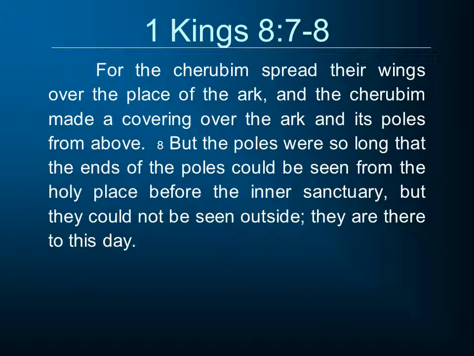For the cherubim spread their wings over the place of the ark, and the cherubim made a covering over the ark and its poles from above. But the poles were so long that the ends of the poles could be seen from the holy place before the inner sanctuary, but they could not be seen outside. And the writer of 1 Kings says, and they are there to this day. Which means that he's writing this part at least before the destruction of Jerusalem, before the Jews had been taken into captivity. Because after that, the ark is going to be lost.